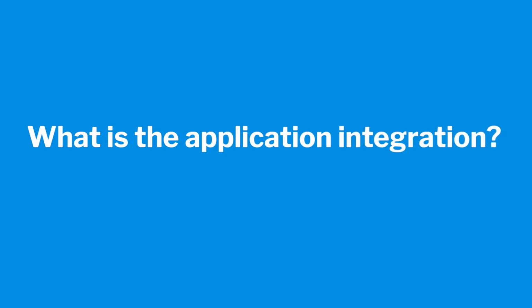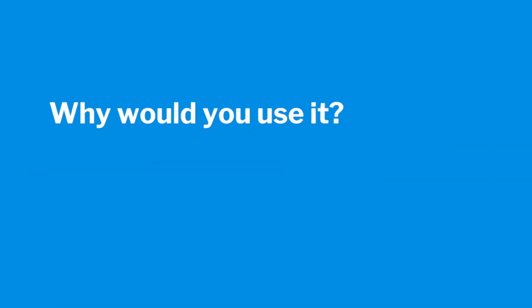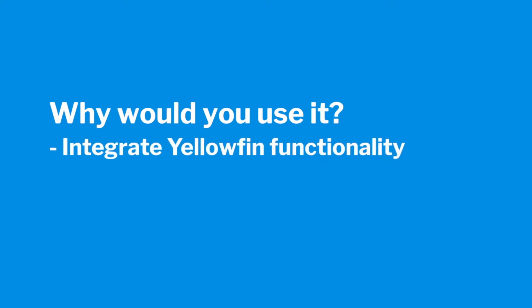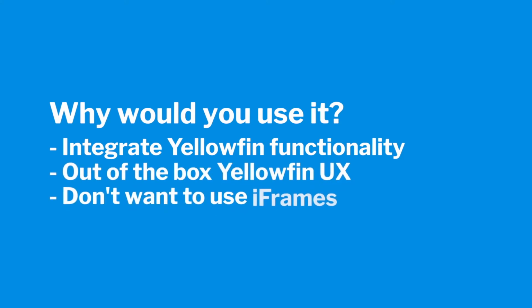Using the application integration method allows your users to seamlessly transition to a Yellowfin page from within your application, providing access to some or all of the functionality that the Yellowfin UI provides out of the box. Why would you use it? You would use this method when you want to seamlessly integrate parts of or all of the Yellowfin application into your software, and you are happy with the out-of-the-box Yellowfin UX. You do not want to work with iframes or be limited to the boundaries of the iframe window.